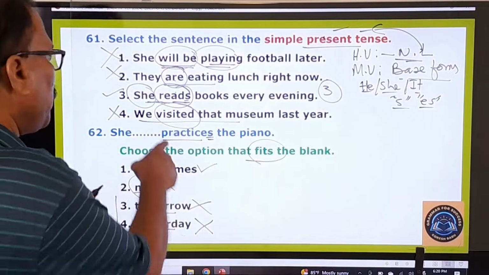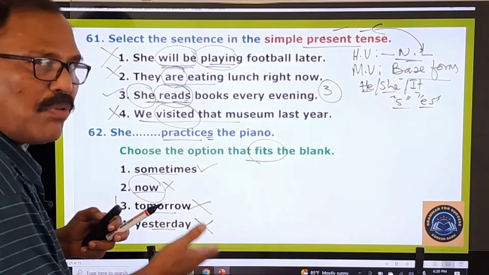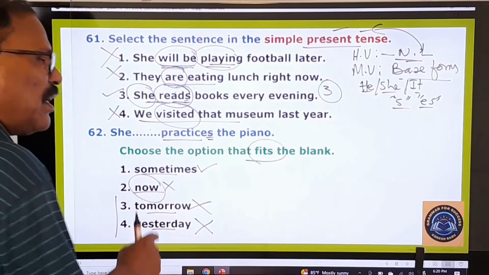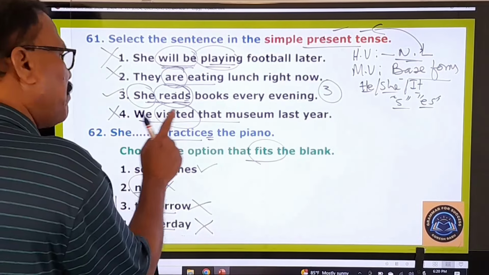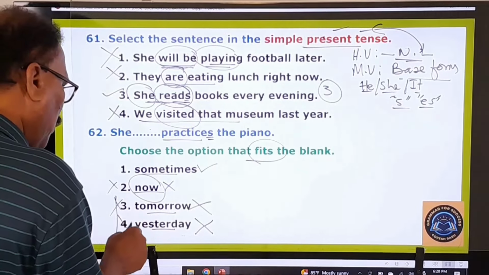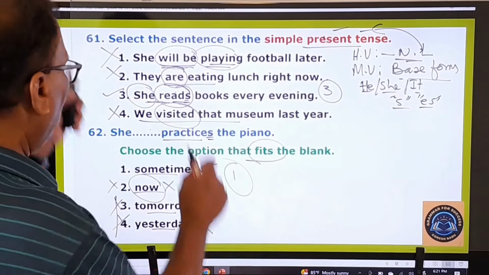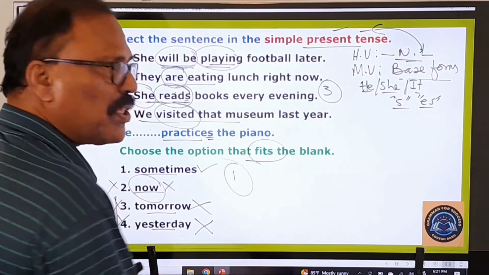Continuing means then it must be in the present continuous. But the sentence is in the simple present. How can we use this now in this sentence? Therefore, we have to use only the first option, that is sometimes. She sometimes practices the piano, and therefore second option, third option, fourth option are wrong. Only the first option is the right one. Hope you are following me very clearly. Now let's move on to learn other questions.